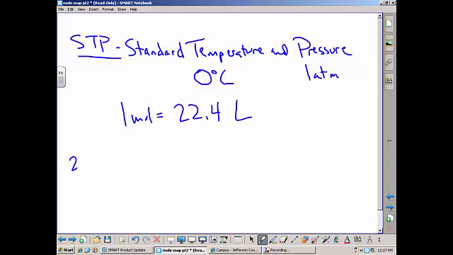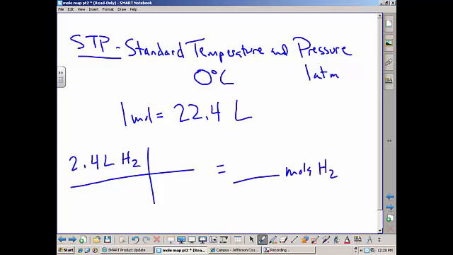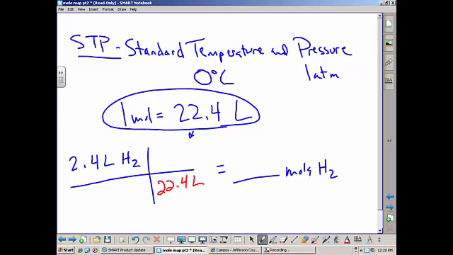cancel out. We have 2.4 liters of H2 gas. Okay, and Sutton wants to know how many moles of H2 gas that is. Okay, well here's our conversion factor that we have. Let's go ahead and plug that in there in an appropriate manner to get the units to cancel out. What has to go down below on our dimensional analysis? Yeah, the 22.4 liters goes here. The 1 mole goes up above.